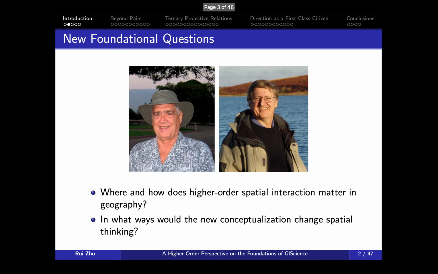They told me that they too had discussed a similar topic decades ago, but had not moved forward since then. After listening to what I had done in my first chapter, they encouraged me to further investigate two foundational questions that they had not figured out by then. Where and how does high-order spatial interaction matter in geography? And more importantly, in what ways would the new conceptualization change spatial thinking?